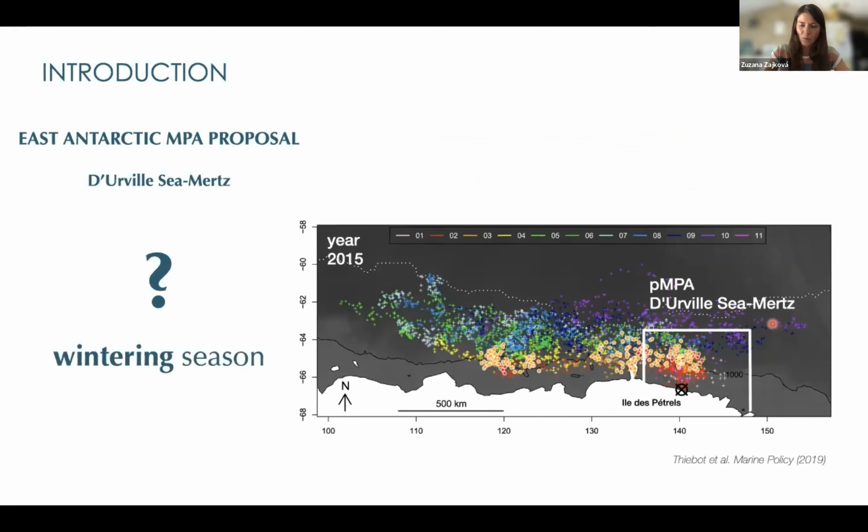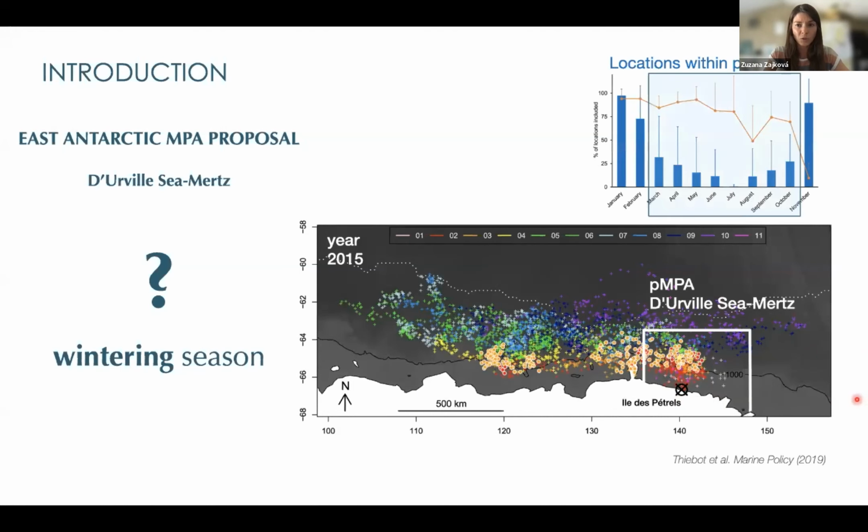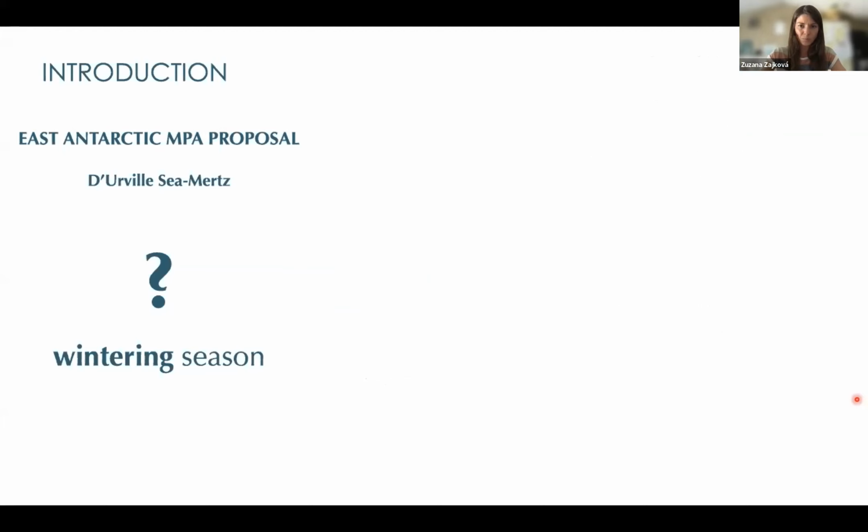We have already some first hints from the first year of tracking of Adelie penguins from the area in Terre Adelie, where the authors found that the Adelie penguins in general spend a really low proportion of their time during the wintering period within the proposed marine protected area, which on average is less than 30% of the year-round trips.